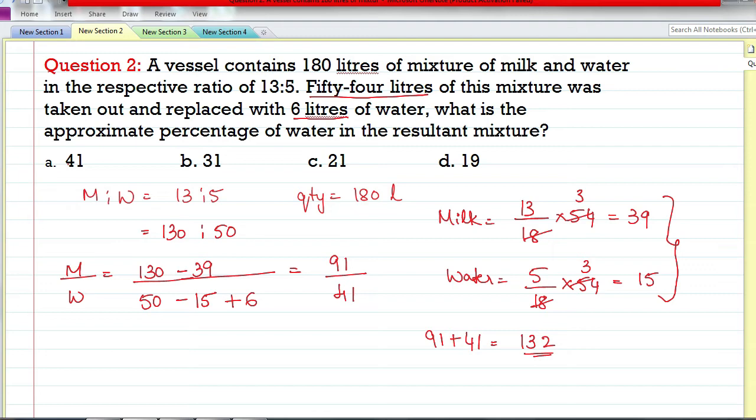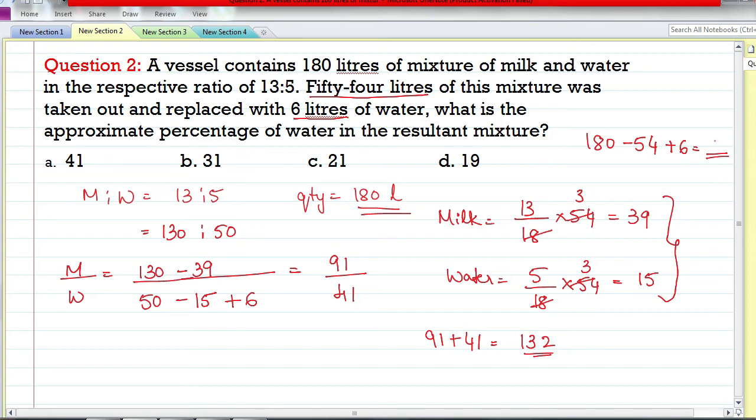We don't have to find how much quantity is there. If they ask you quantity, see 180 liters was the quantity. From 180 liters, we have removed 54 liters and then we have added 6 liters. So this will be the quantity of resultant mixture, but that is not what they have asked. They have asked approximate percentage of water. So what is water percentage? 41 is water quantity out of 132 parts into 100. Okay, 41 by 132 into 100.